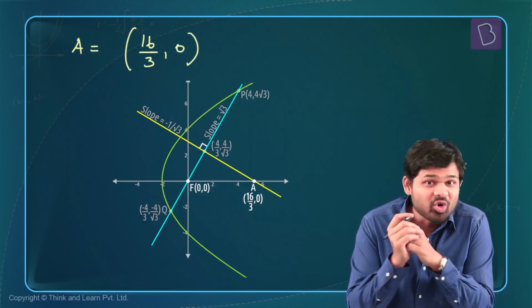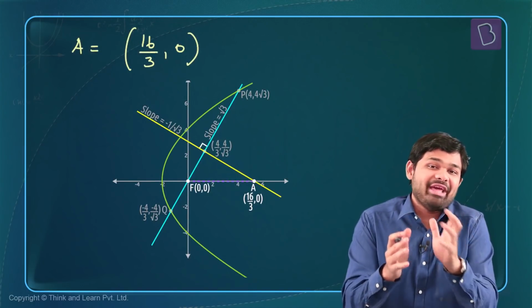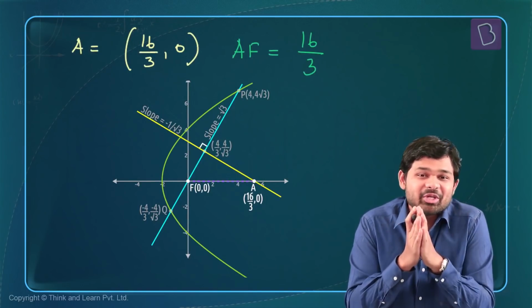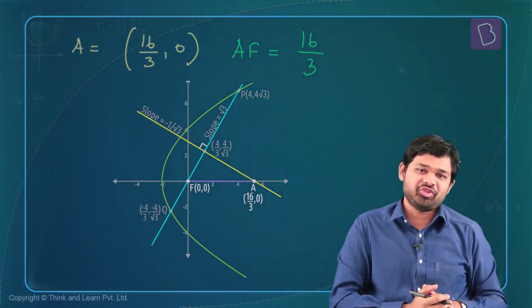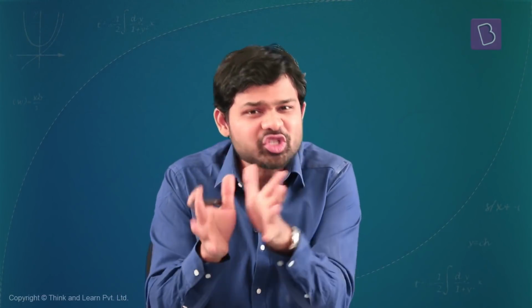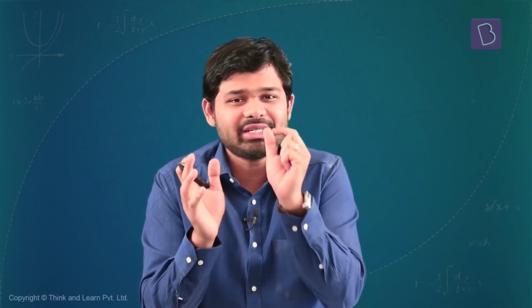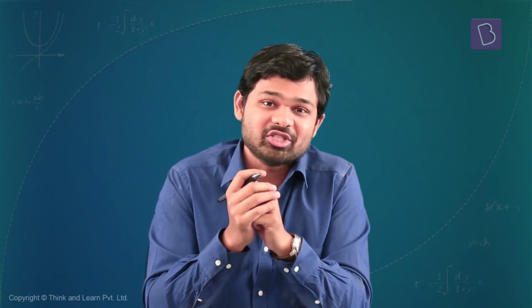And the coordinates of the focus is (0, 0). So the distance of the point A from the focus is going to be simply equal to 16 divided by 3. A very interesting question, lots of information. Take one information at a time and solve for that information and then move on to the next pieces of information. This is how you solve parabola questions.